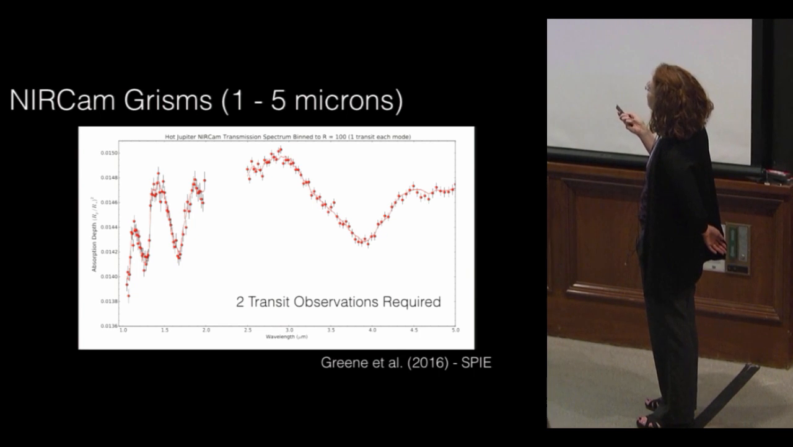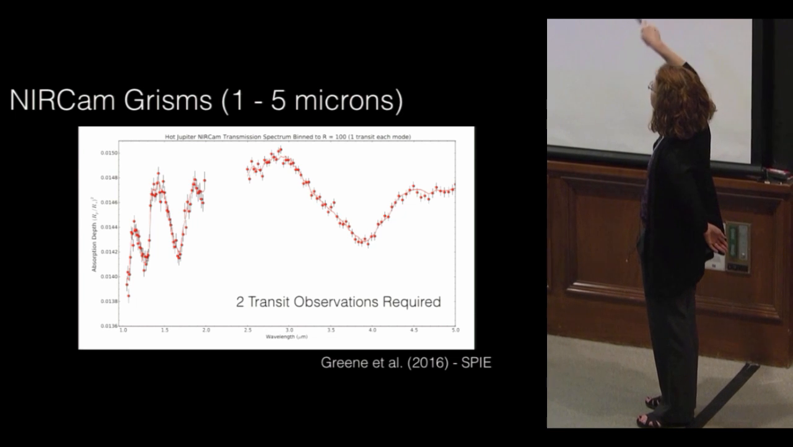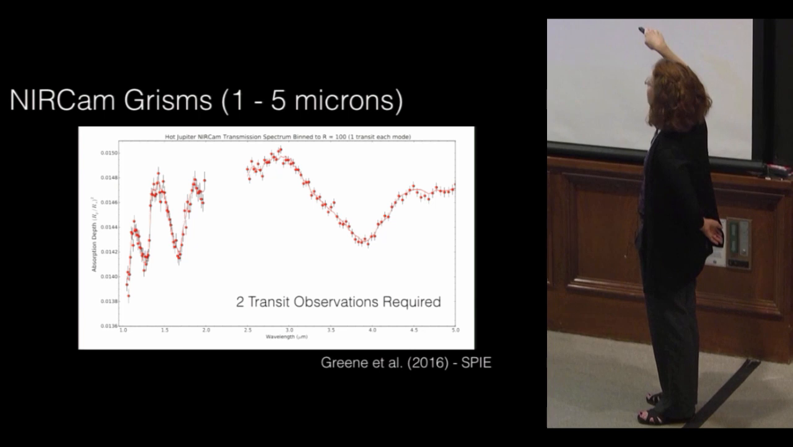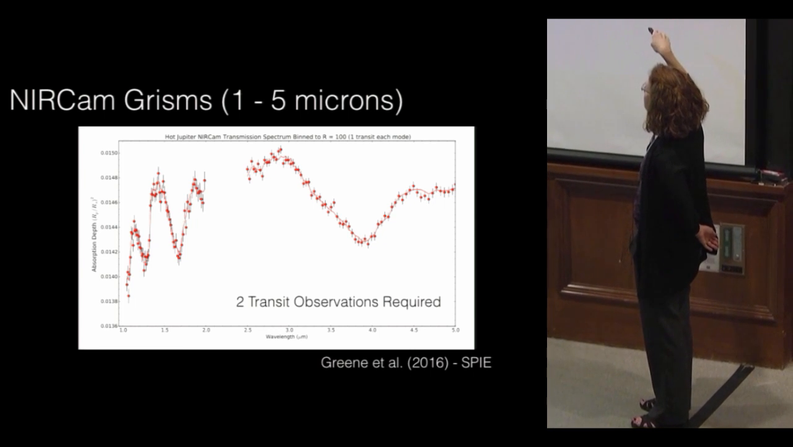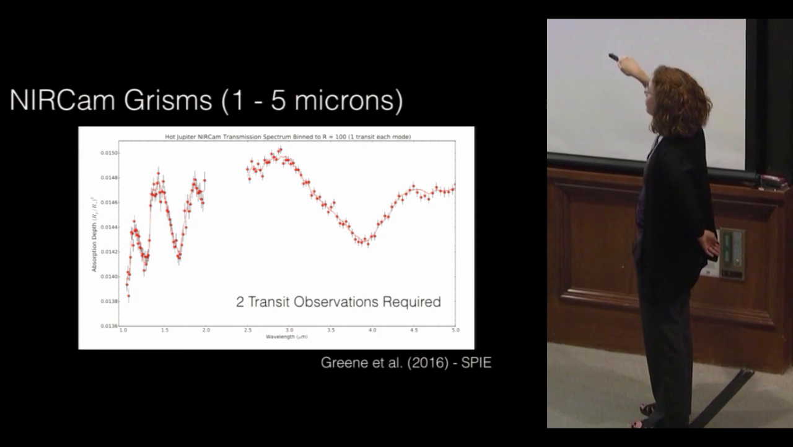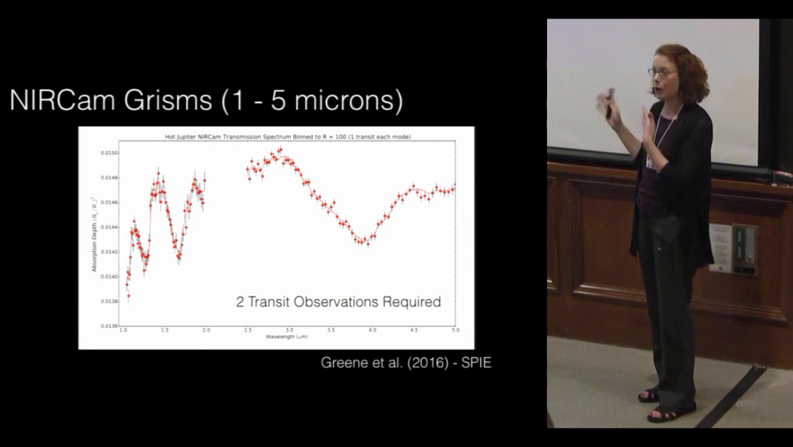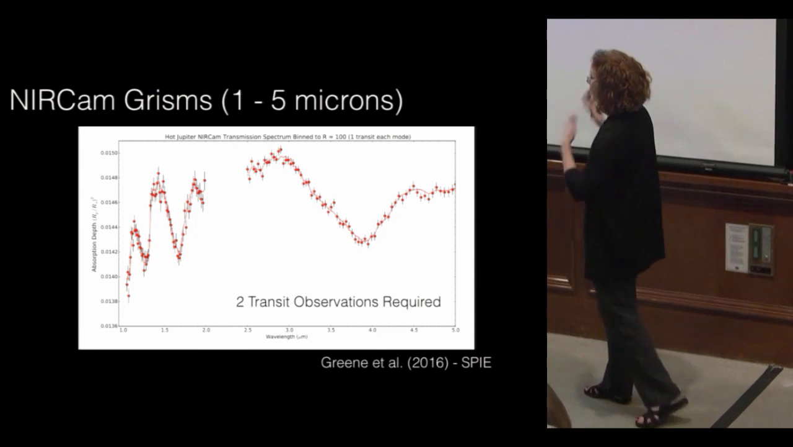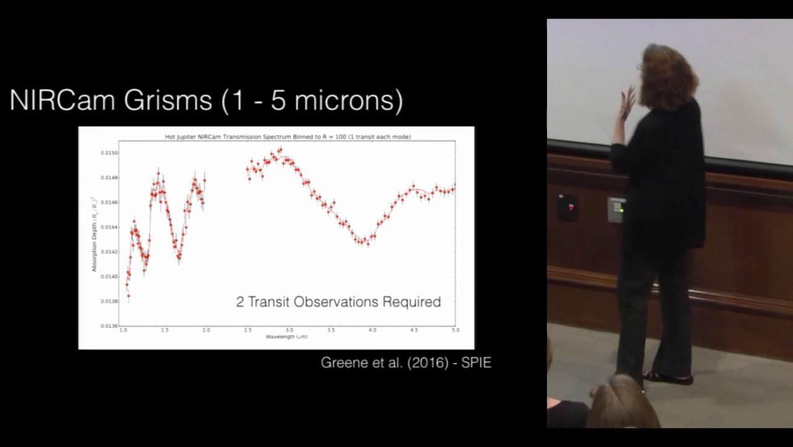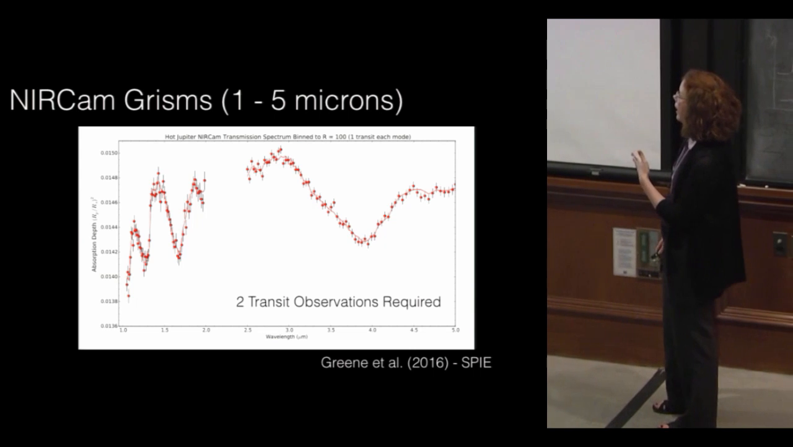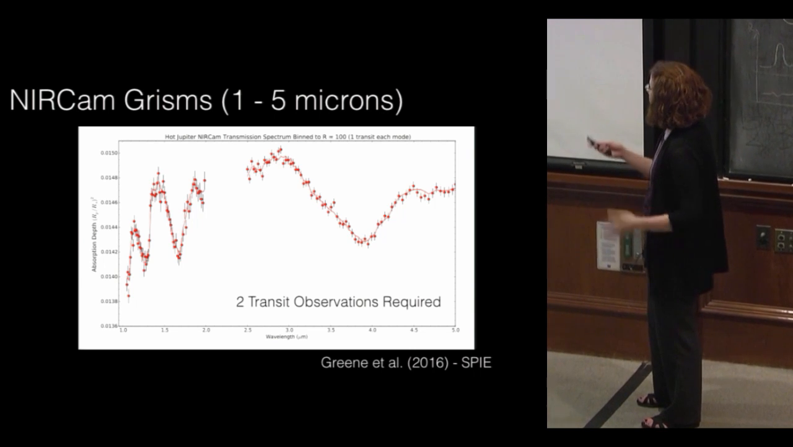You require 2 transit observations because you get 1 to 4 microns all in one go, and then you have to go back and reobserve it to get 4 to 5 microns. But this is a really excellent observation. I mean, you can see the spectral features. You know what's there. And this is going to be amazing. So for the investment of 2 transits, you get this sort of high quality look at hot Jupiters and beyond.